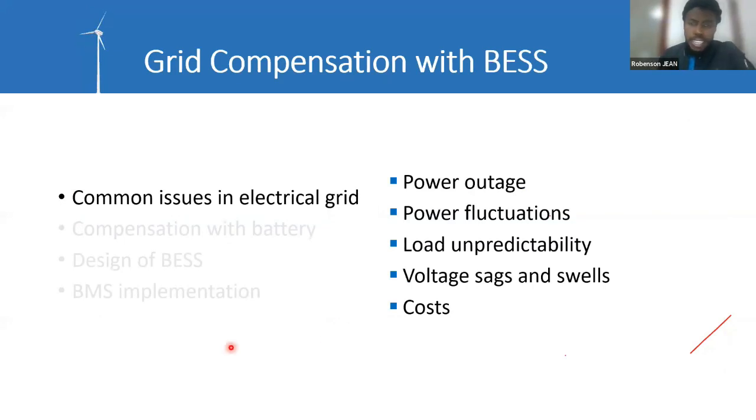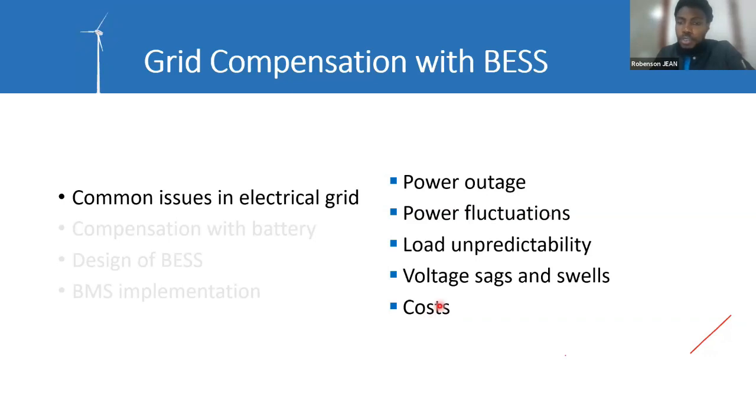Therefore, we can deal with these common issues in the electrical grid, like power outage, power fluctuation, as we have just seen, and load unpredictability, because sometimes when the production is not varying, it is the load that is varying. So we have to deal with generation uncertainty and load unpredictability. Also, we have voltage sag and swell, and also we have the cost that we can deal with.